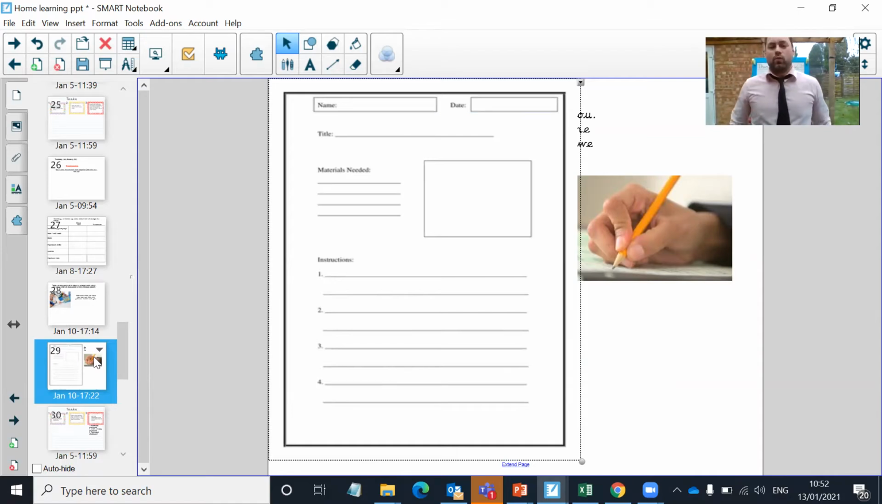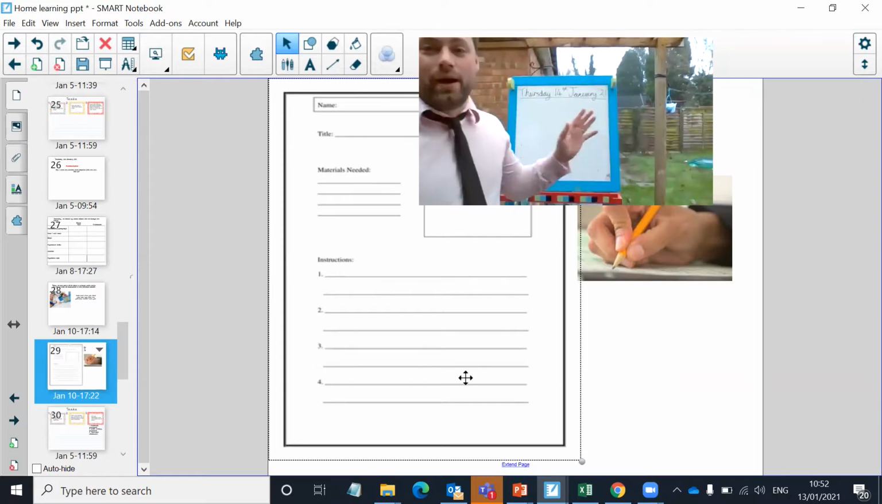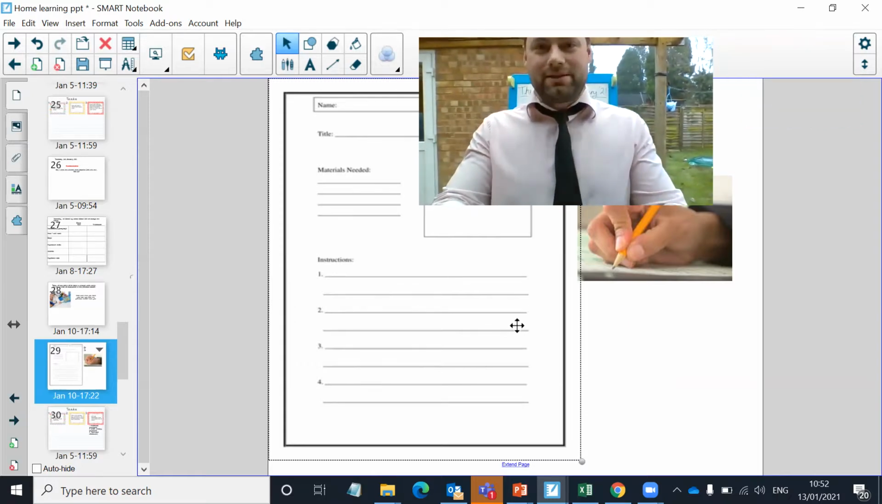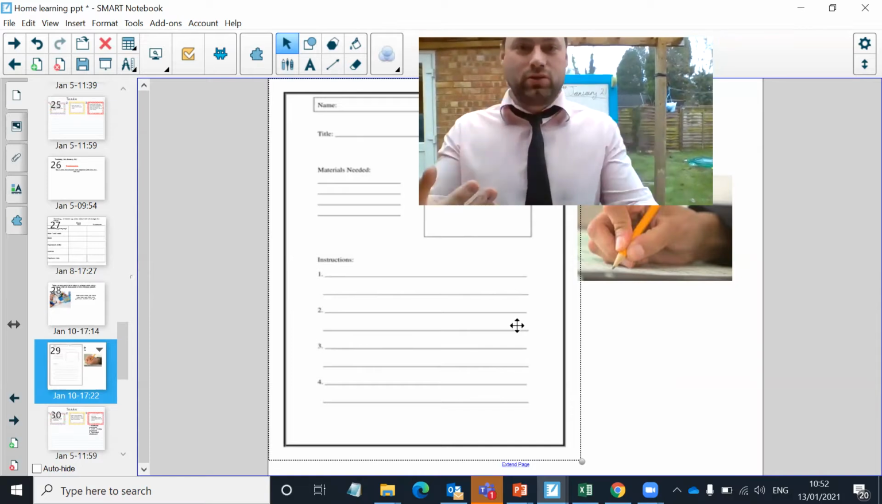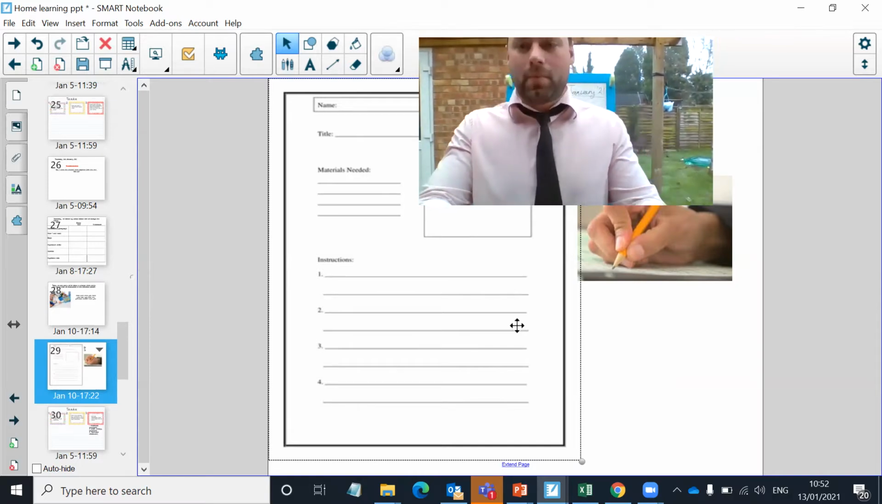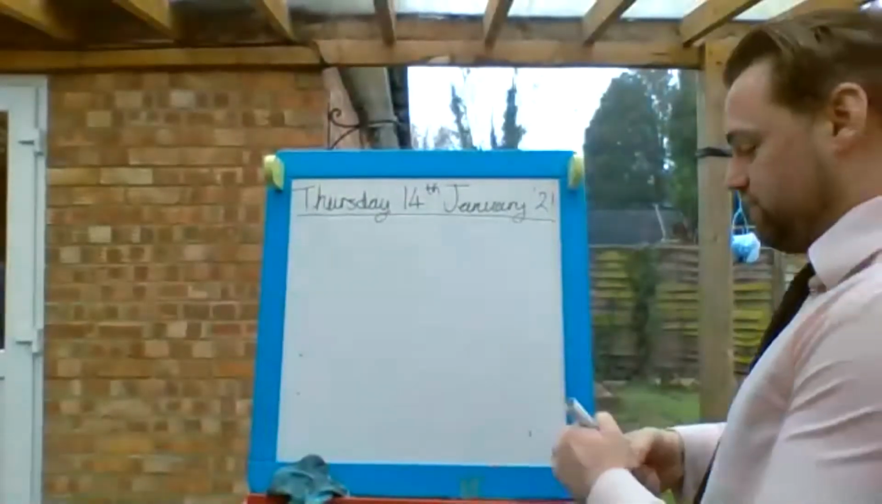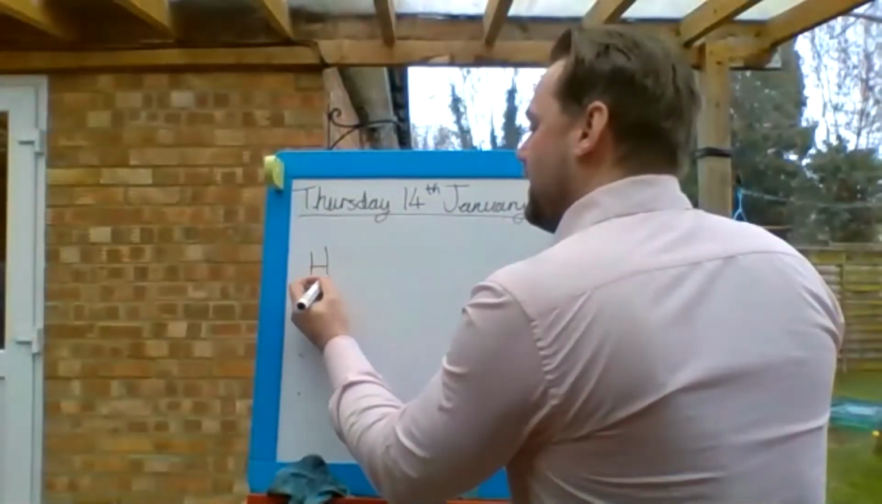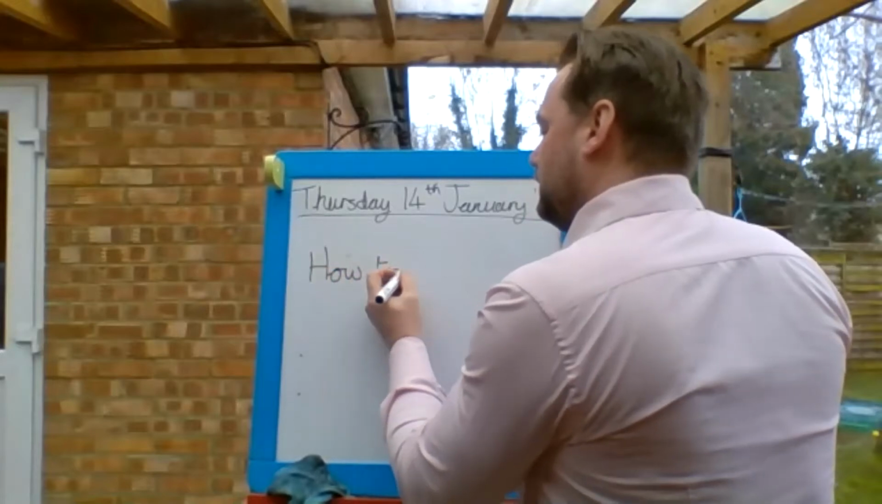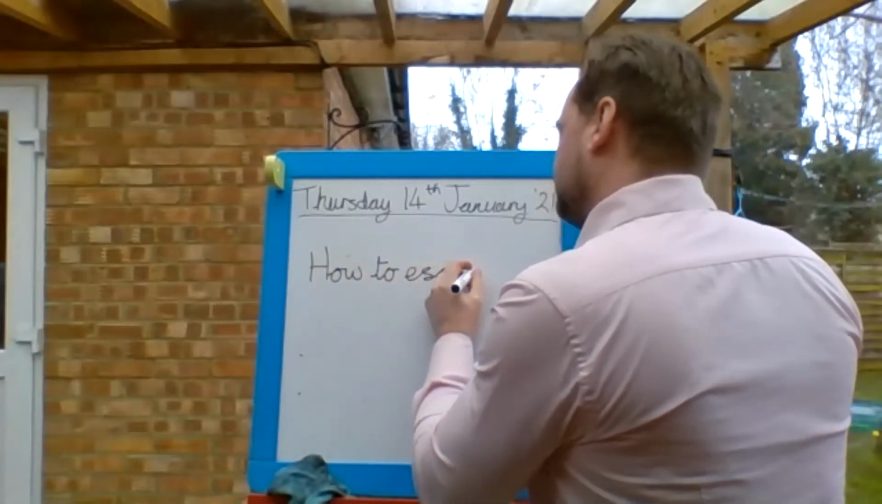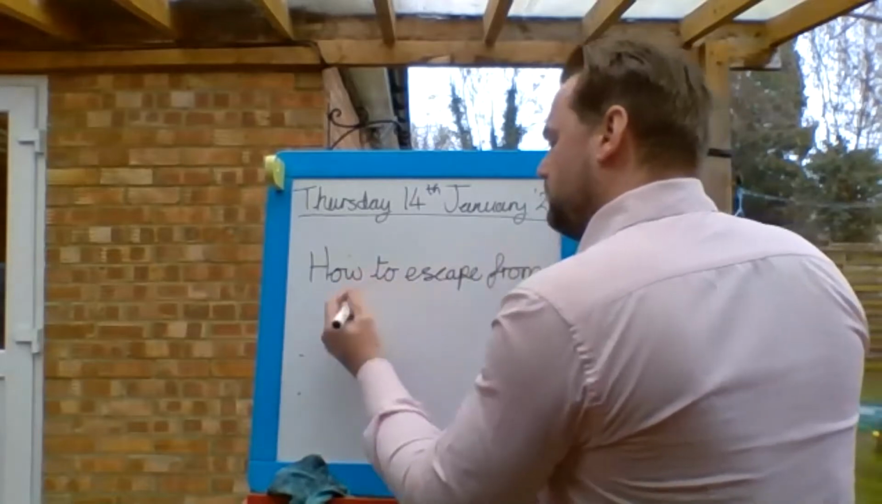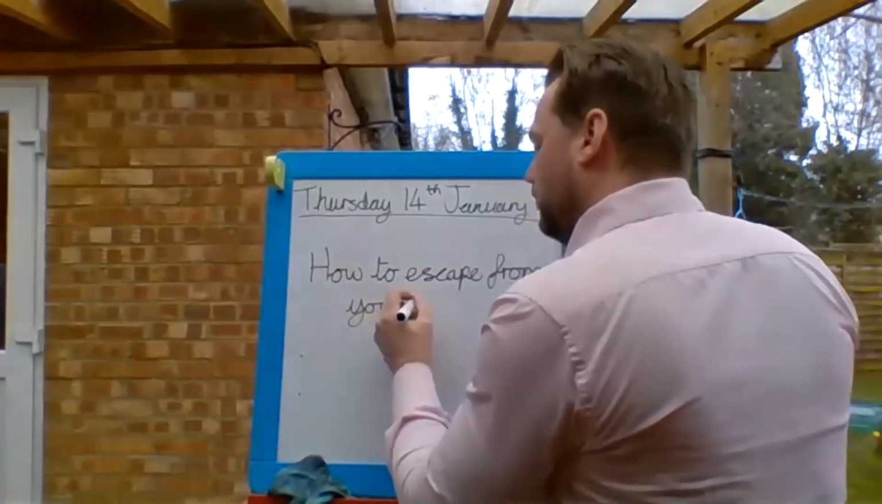We're going to start off with our instructions. And I'm going to make my screen very big so you can see what I'm doing on the board behind me. In fact, it may be better if I don't share the PowerPoint and we just do this together. So a title that we can use for our set of instructions was, how do you escape your home? For my title, that's what I'm going to write. How to escape from your house.